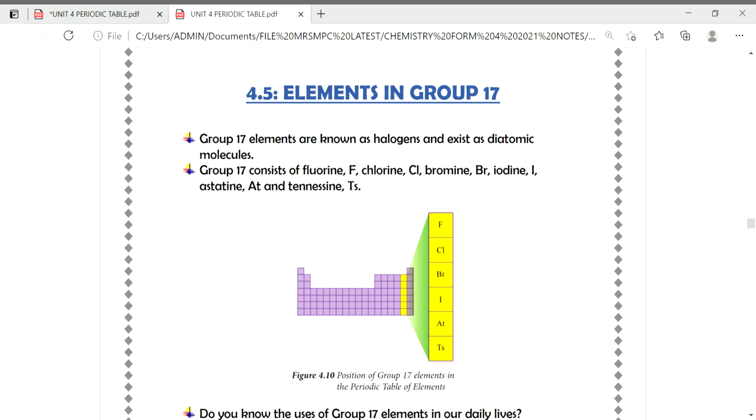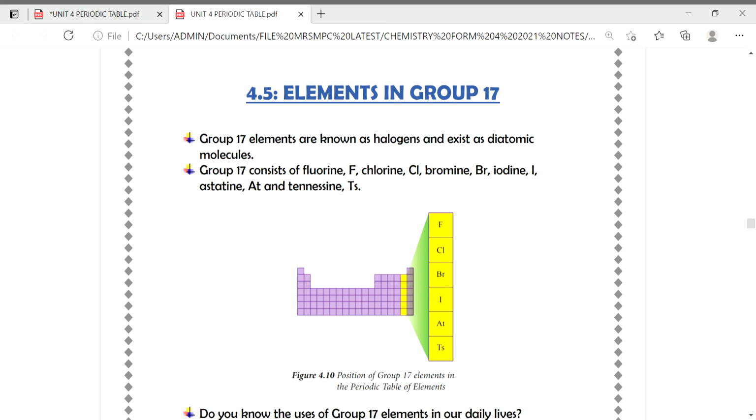So now we are going to proceed with the new subtopic 4.5, elements in group 17. Group in the periodic table means that the elements have the same number of valence electrons. So what is a valence electron? A valence electron is an electron located in the outermost shell, which we call the valence shell. So apakah valence shell tu? Shell yang paling luar dalam satu-satu elemen.